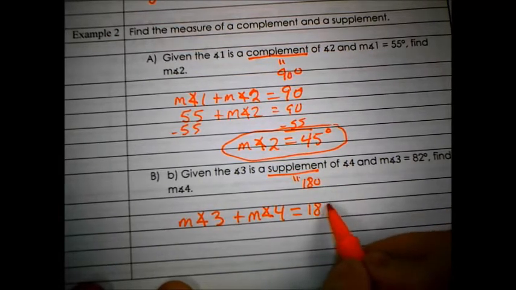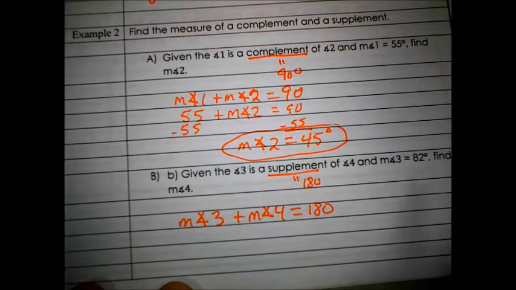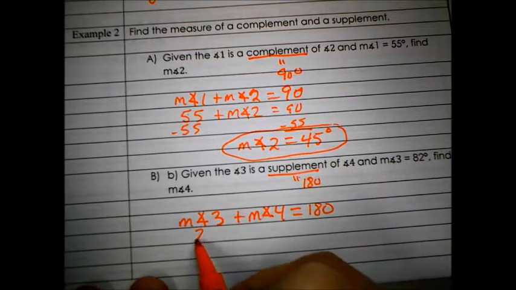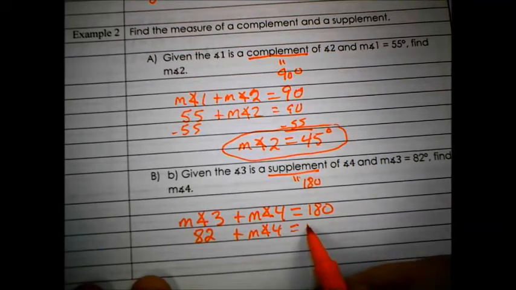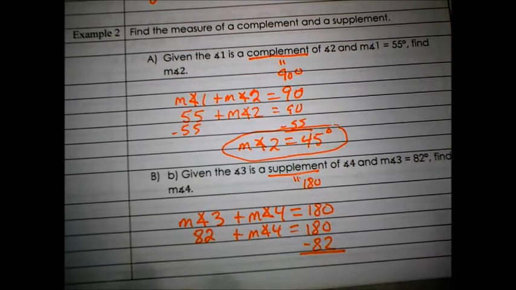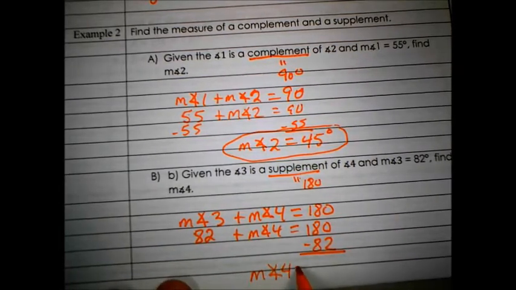Well, if I plug in 80 for angle 3 and work my algebra, I'm going to subtract 82 from 180 and find that the measure of angle 4 is equal to, I think that's 98. Yeah, 98 degrees. Make sure you put your degree symbol and circle it. That's your answer.